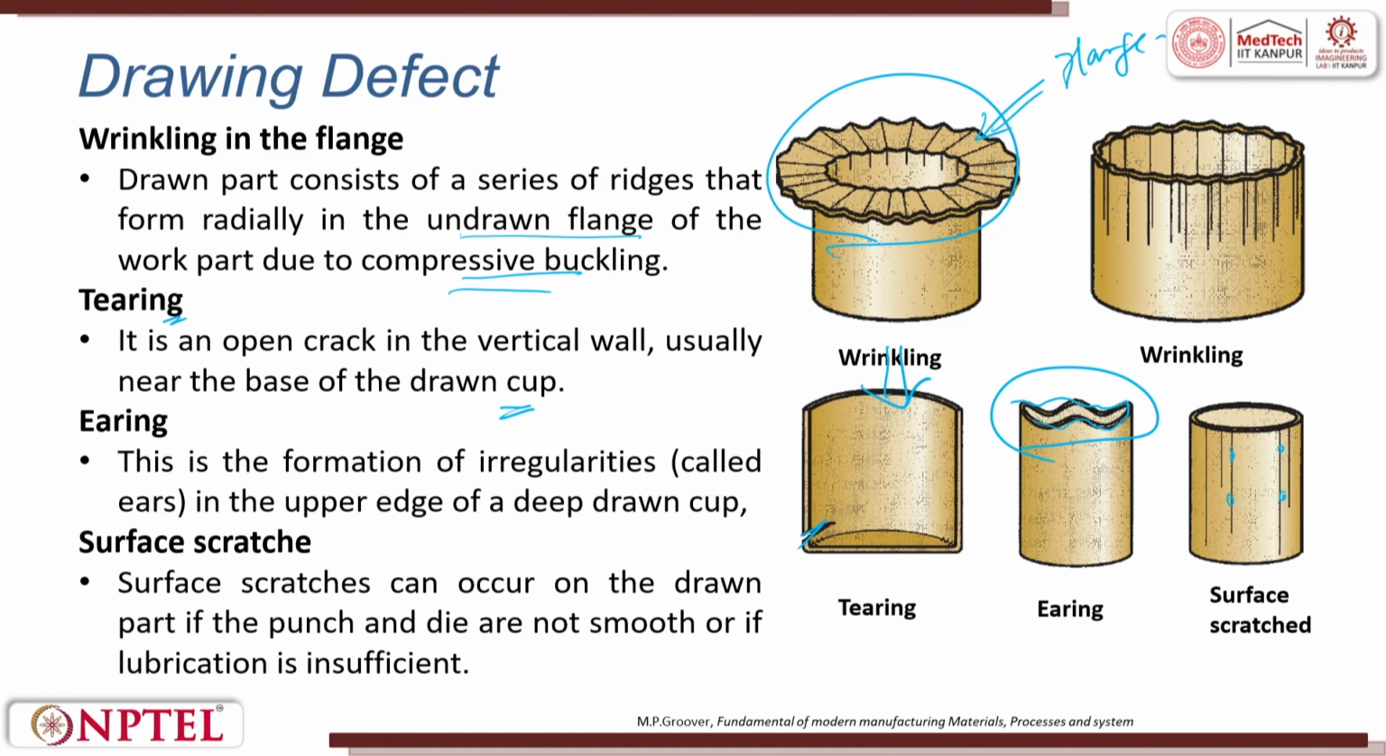So wrinkling, this is the first step, and this is the second step. Compressive buckling happens, and you further push it down on the top edge of the cup, and you will see undulations.